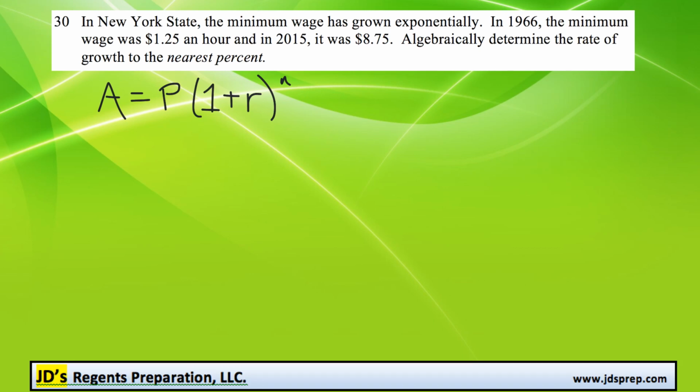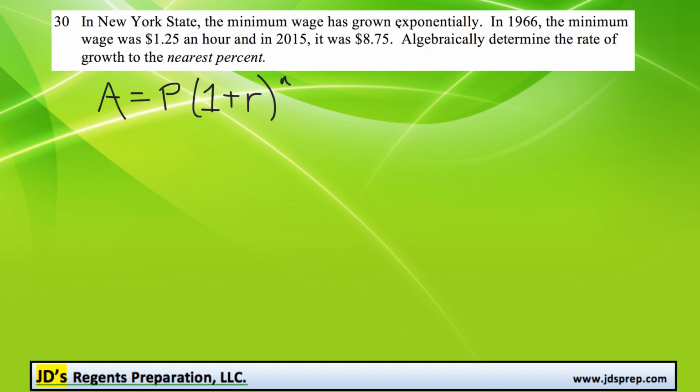Welcome to question number 30 from the August 2017 Algebra 2 exam. So in New York State, the minimum wage has grown exponentially. In 1966, the minimum wage was $1.25 an hour, and in 2015, it's $8.75. Algebraically determine the rate of growth to the nearest percent.